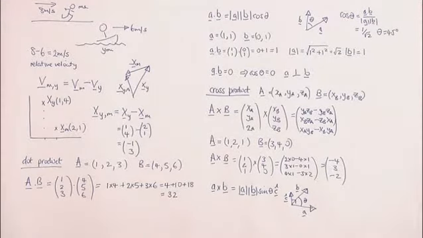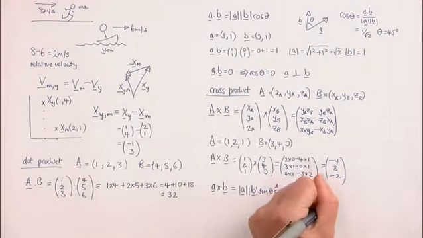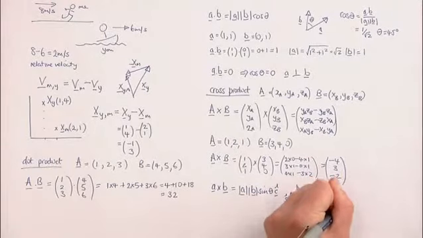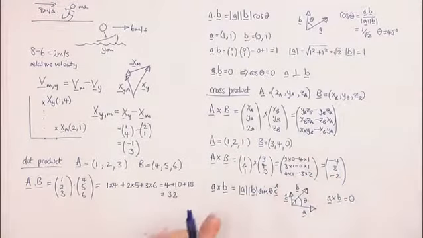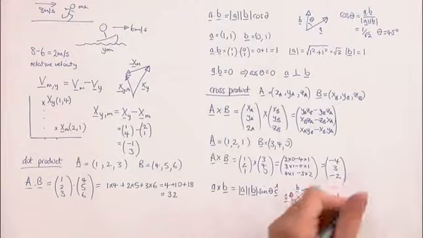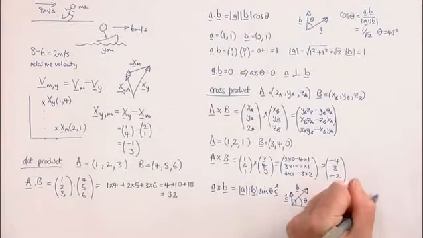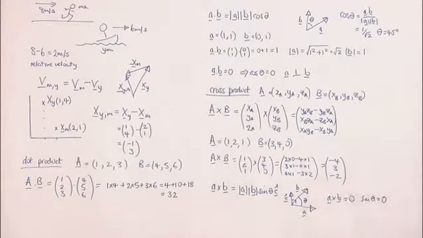What's useful about having the cross product is it lets us work out this normal direction, and it can also tell us when two vectors are parallel, because when A cross B is equal to 0 and A and B are not equal to 0, then sine theta equals 0, so that means A must be parallel to B.